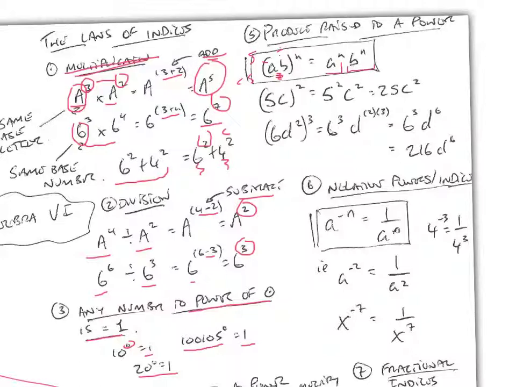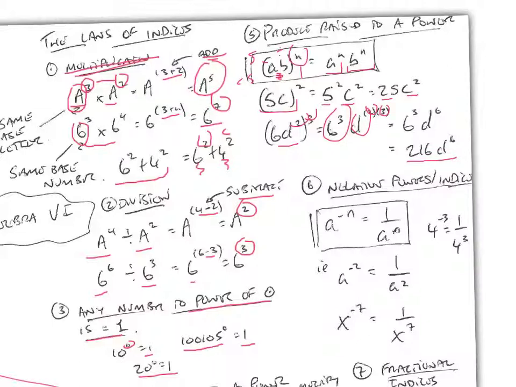Okay, so if I have 5c all squared, that's my n there, the 2, that's the same as 5 squared by c squared. 5 squared is 25, c squared is c squared. If I have 6d squared all cubed, that's the same as 6 cubed by d to the power of 2 times 3. So it's 6 cubed by d to the 6, and 6 cubed is 216 times d to the 6.